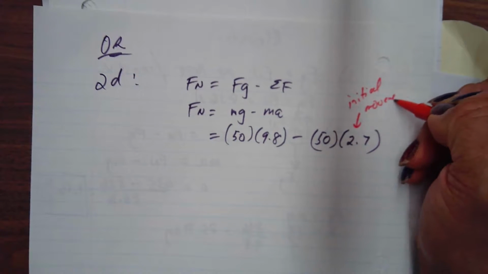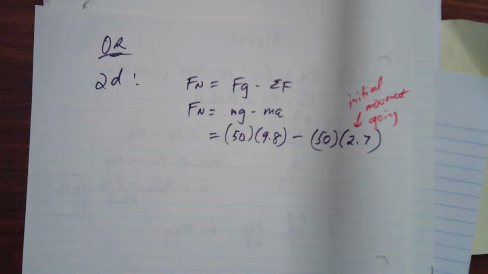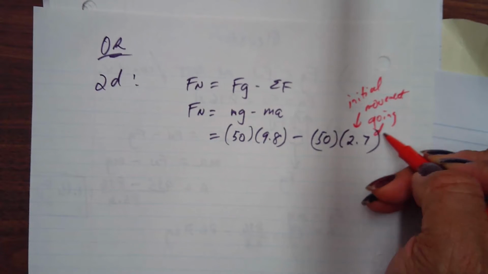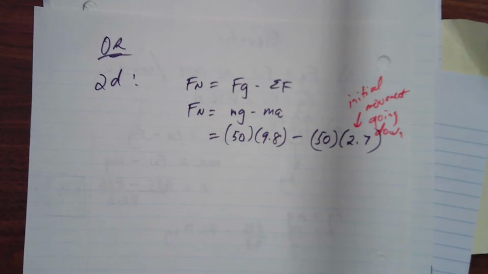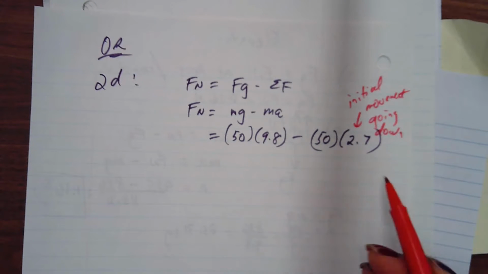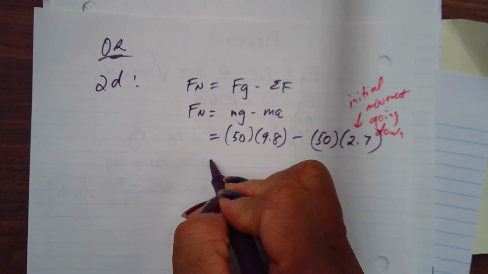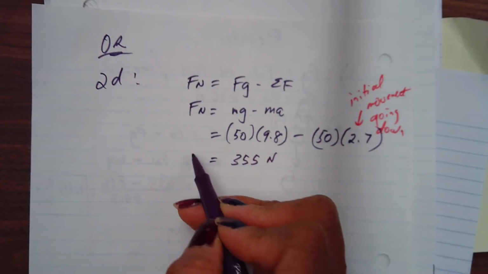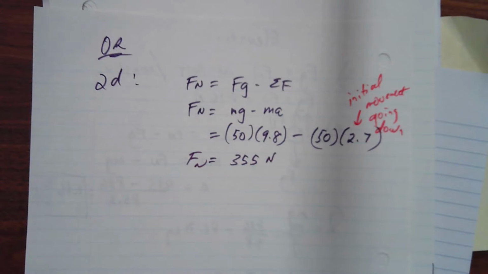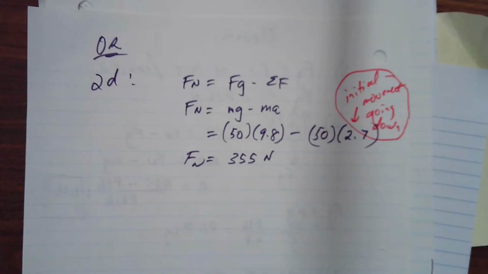Meaning when the elevator was going down. So it was stopped and then the elevator started going down, and then your number is going to be 2.7. The reason it was negative was because of the direction. I guess that was confusing, and this will give you 355 newtons. Okay, but this is the definition of it, so two different interpretations.